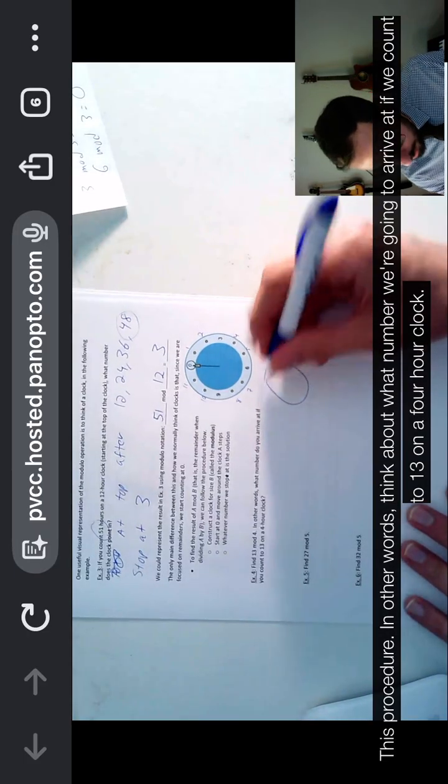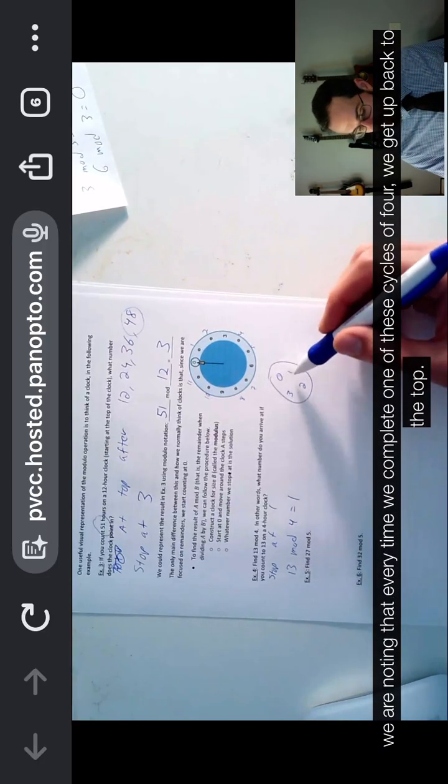In other words, think about what number we're going to arrive at if we count to 13 on a 4-hour clock. Now, you might actually already have the idea in your head with this, but let's just build this clock and see how this operation works. If I'm counting to 13, starting up here, I go 1, 2, 3, 4, 5, 6, 7, 8, 9, 10, 11, 12, and then 13. So I'm going to stop counting at 1. So that means that 13 mod 4 is equal to 1. Note that this is the same as we were thinking about before.